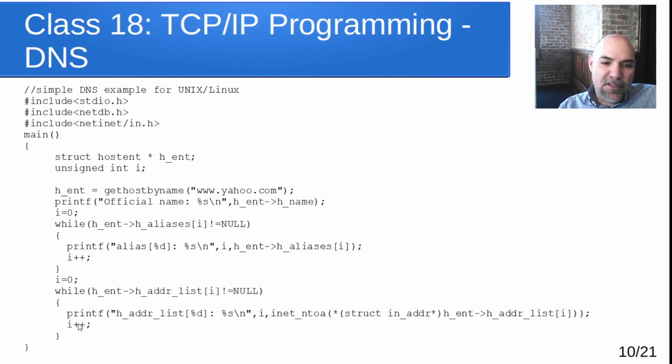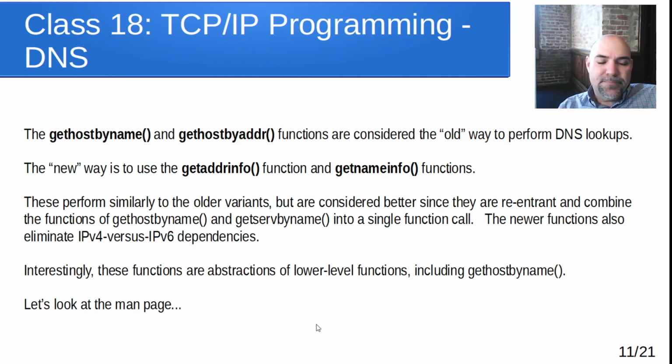And then I increment this and go to the next one, and notice I repeat that until I get to that null pointer that terminates it. Notice I do that on both of these. They're both terminated by a null pointer. So I go through all of the aliases until I get to a null, printing each one out. I go through all of the addresses until I get to a null, printing each one out. But I have to do this trick where I convert it into the string using inet_ntoa. So that would look up yahoo.com and give me the output.